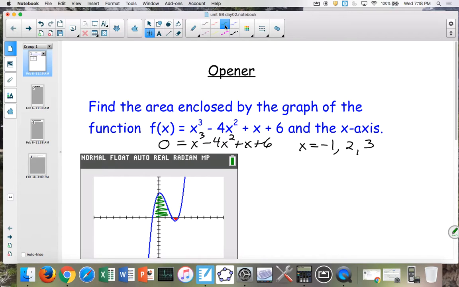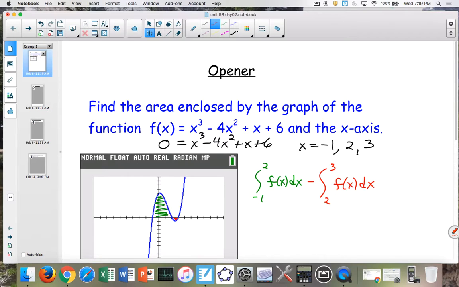So to represent the green area, I'm going to do the integral from -1 to 2 of my function with respect to x. And then I'm going to subtract the integral from 2 to 3, because that's going to give me a negative amount. So therefore I'll be adding that for the same function.